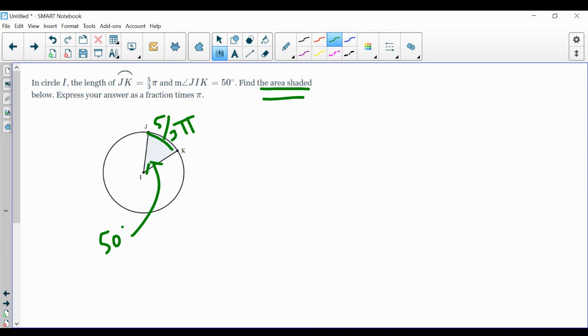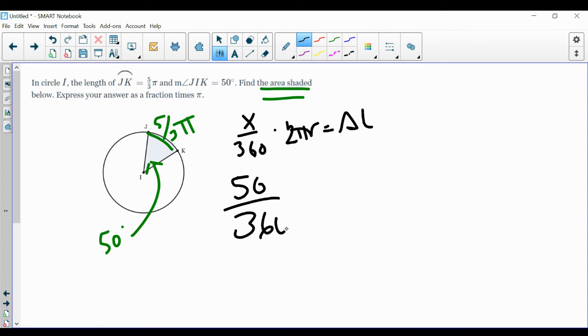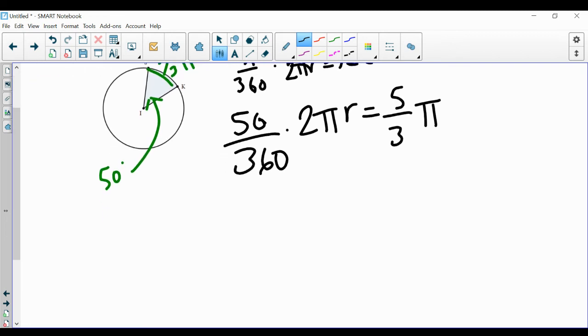So the first thing I have to do, I do have the arc length though, and so I can use my arc length formula. Because arc length. And solve for radius. Then go back, because you will not be done because that is not what the question is asking for, and use that radius for area. So our angle is 50 times 2 pi. Our radius is unknown, and it is 5/3 pi. So from here, 2 times 50 would be 100 over 360 pi radius equals 5/3 pi.